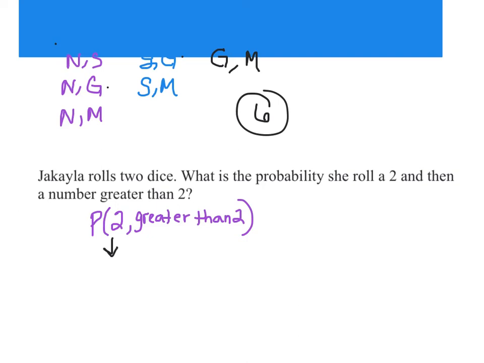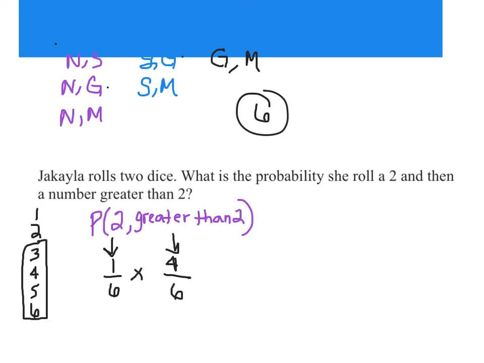When I roll a die, the probability that I get a 2 is 1 out of 6. The probability that I would get a number greater than 2, we still have 6 total outcomes. These are my numbers on a die. So greater than 2 would be these numbers. It doesn't say equal, it just says greater. So I have 4 out of 6 chances to get greater than 2.